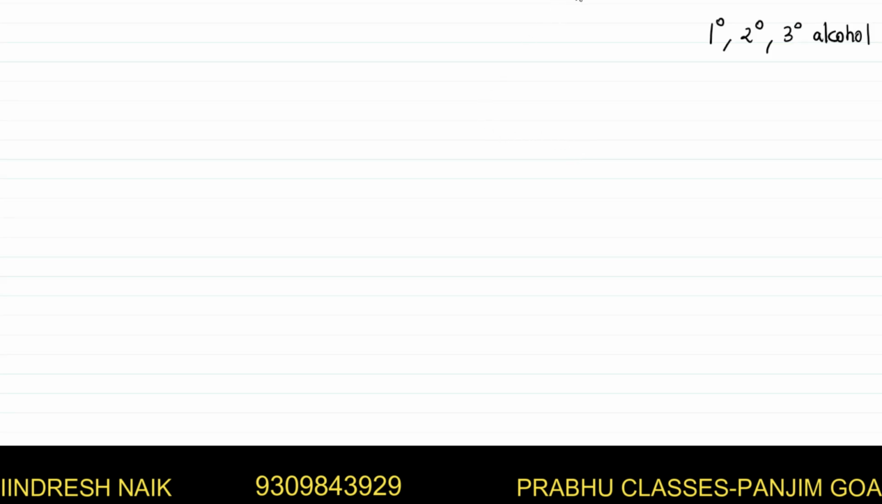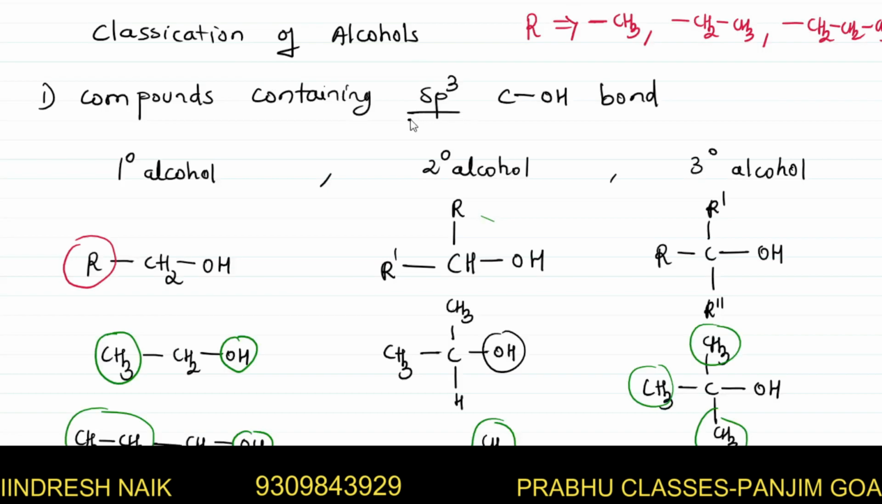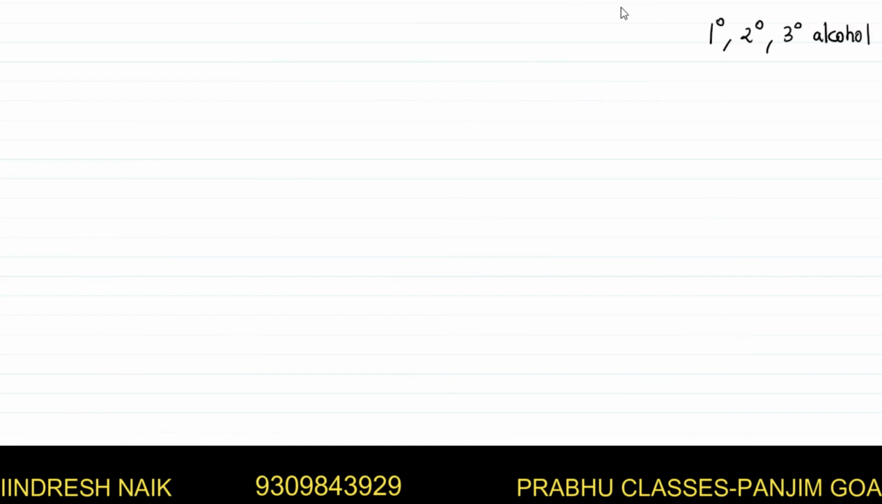Now, I have mentioned this sp3 carbon. What is the meaning of this? How to identify sp3, sp2, and sp carbon? It is very simple. You don't have to do valence bond theory for that. How to identify an sp3 carbon, sp2 carbon in a given compound? I'll just tell you the trick.